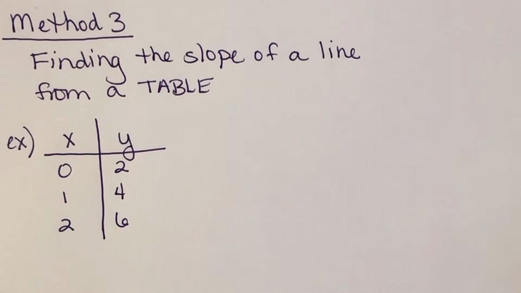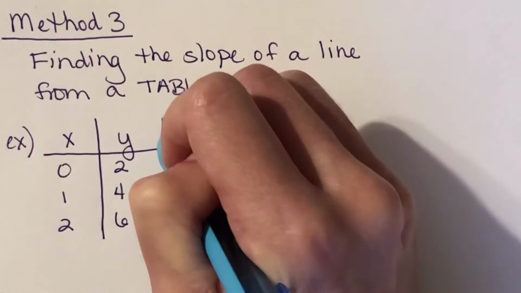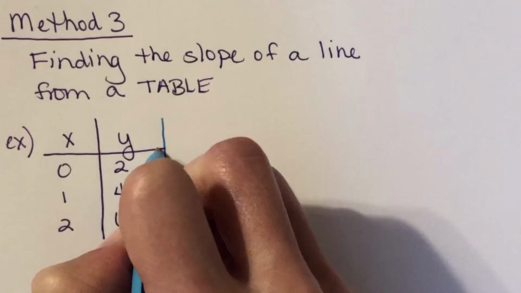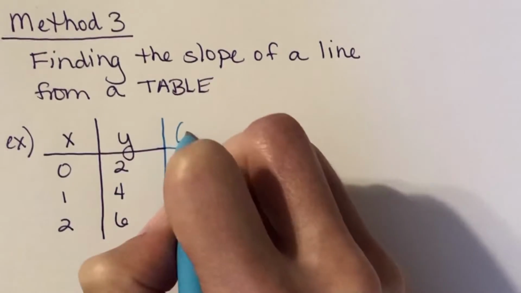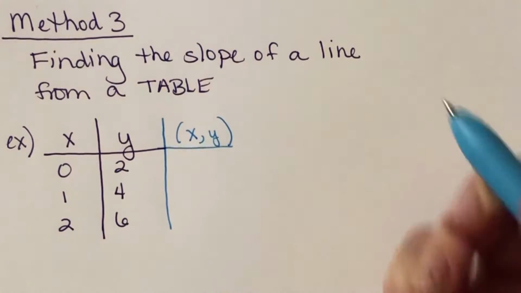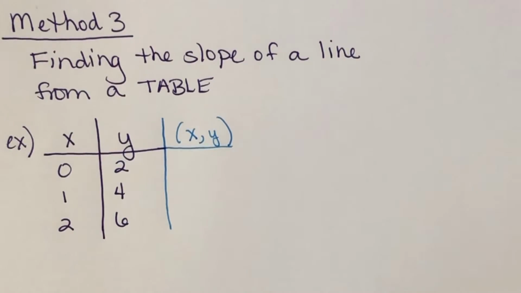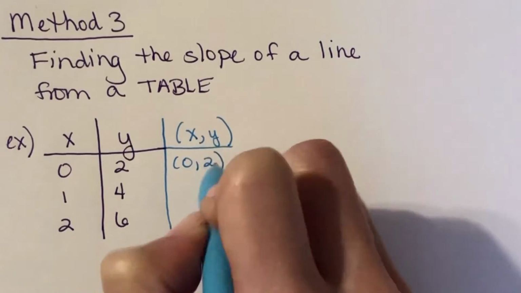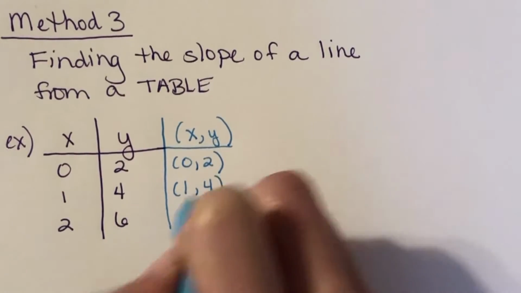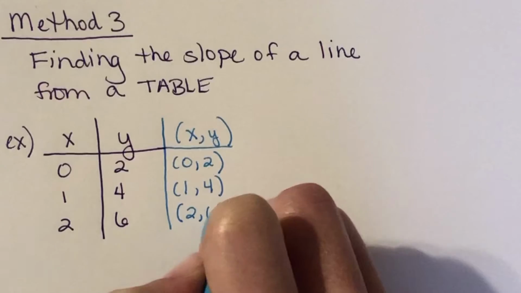Well, probably the easiest way to do it, well, maybe not easiest, but one of the simplest ones, is just to make xy points out of these, because then you have 3 points and you can do the method that we just covered. So this would be the point (0, 2), the point (1, 4), and the point (2, 6).